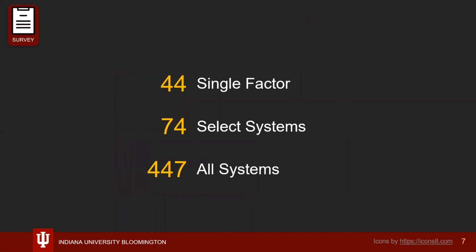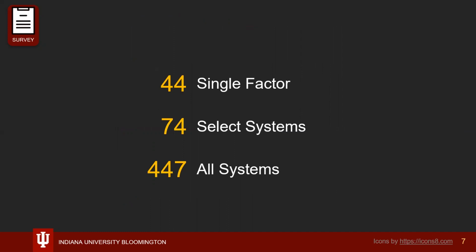Responses were broken up into 3 groups. 44 responses were from the single factor group, for those who were not required to use two-factor authentication, 74 in select systems for those who used two-factor authentication only for the highly sensitive systems, and 447 in the all systems group for those who had used two-factor authentication for accessing any university system.